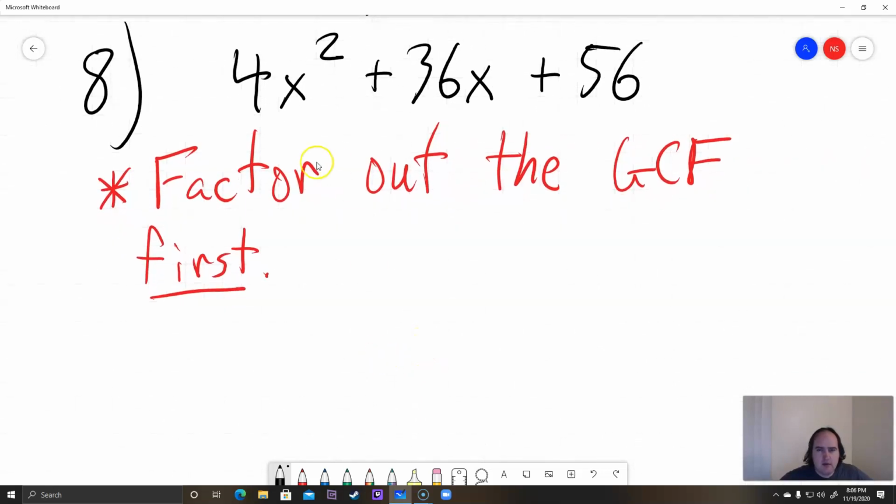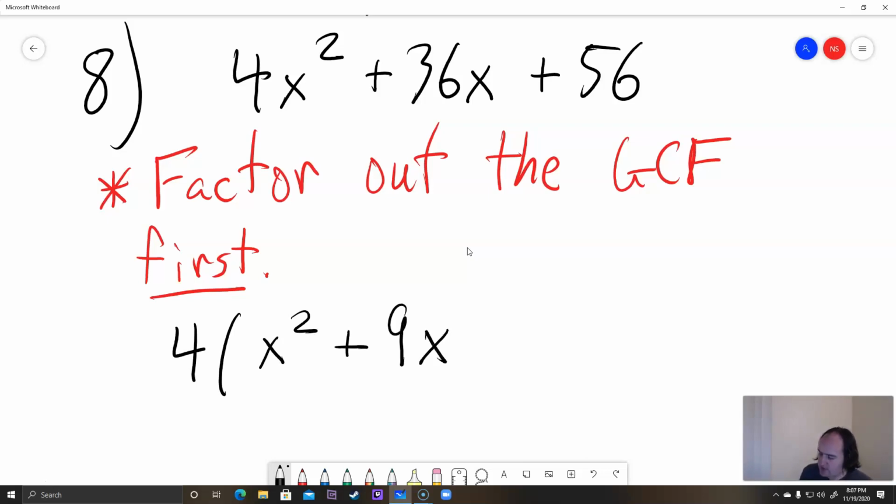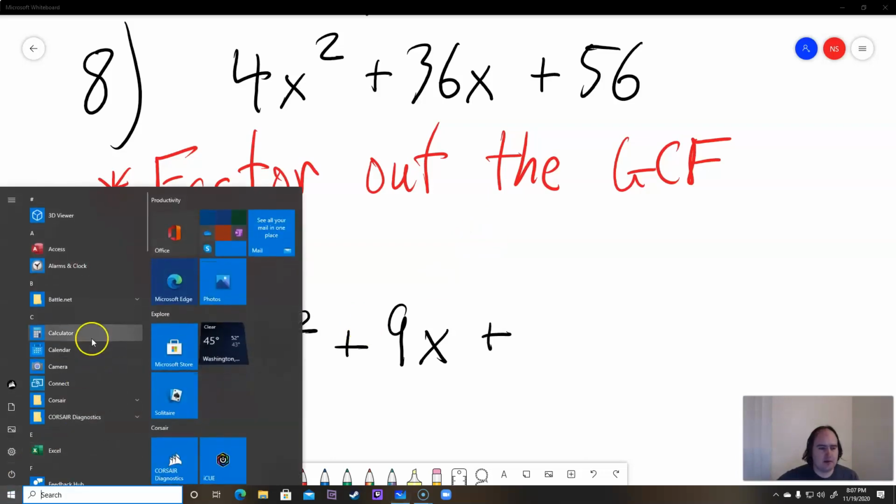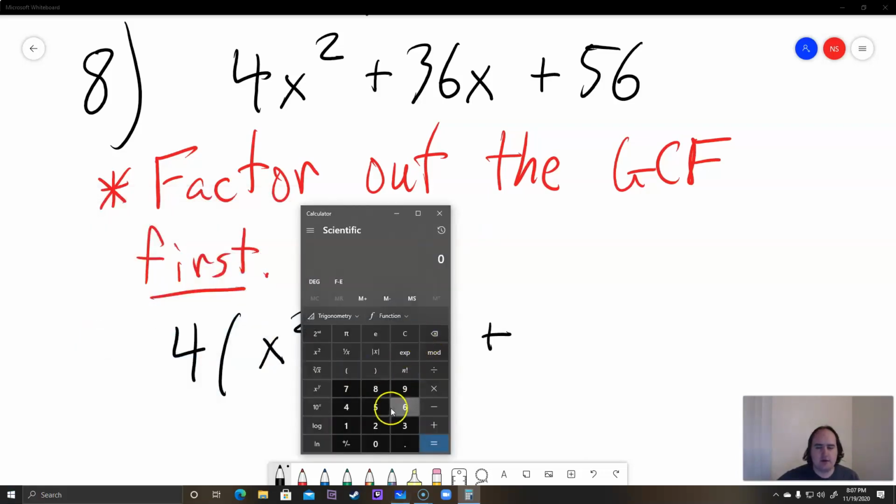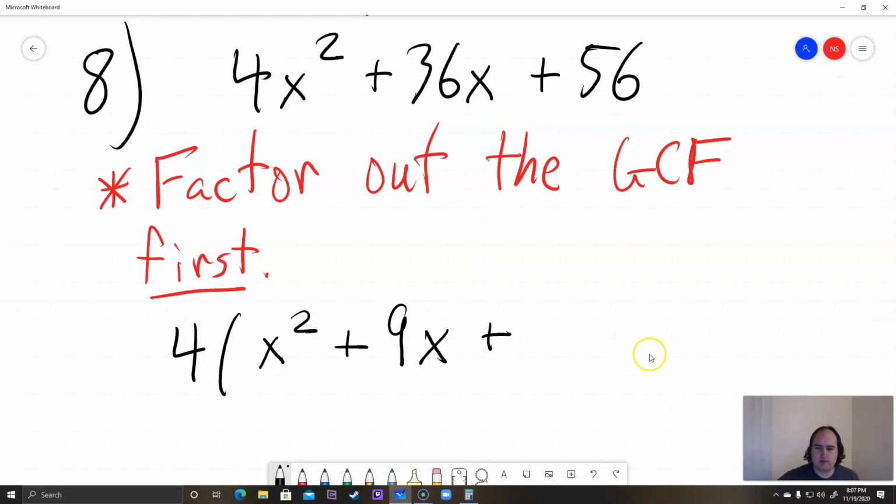So anyway, we can factor out a 4 because the GCF is 4 here. So if I factor out a 4, what am I left with? Well, I have x squared plus 4 times 9x is 36x. Plus, well, 4 times what is 56? Again, if you're not solid on that kind of stuff, you can always use your calculator. So if we do 56 divided by 4, that gives us 14. So that means we've got to have a 14 here. So we have 4 times x squared plus 9x plus 14.